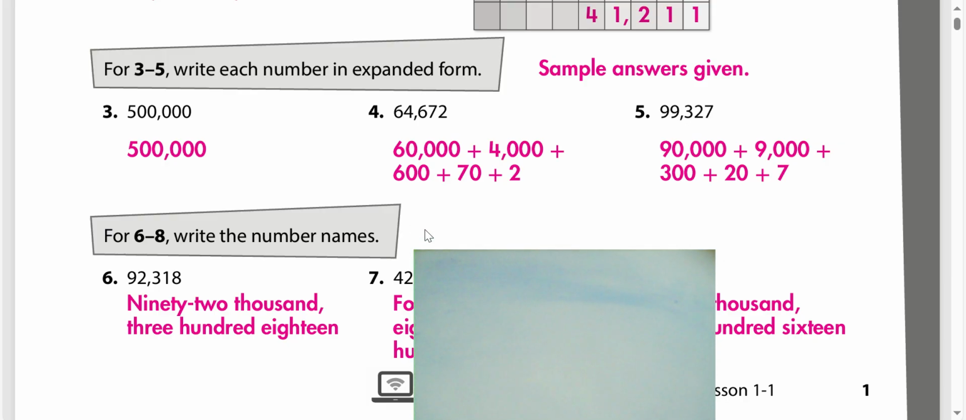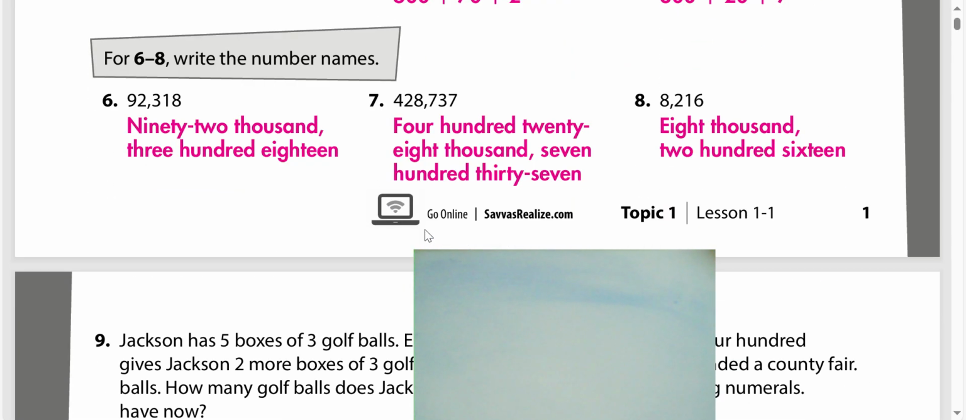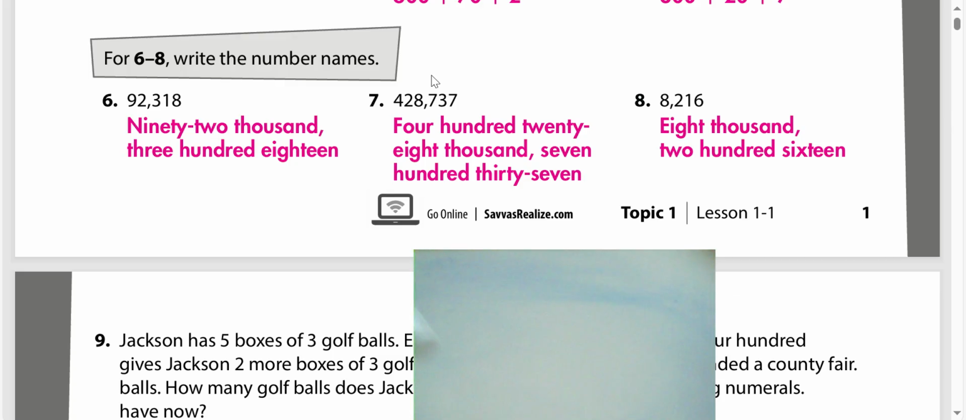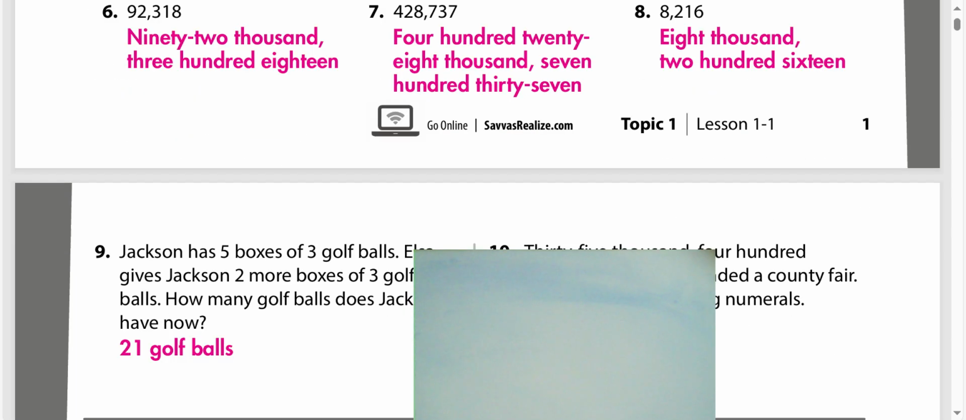What about word form? Word form means writing the number in letters, or the number name. Number name. We call it, for 92,318, and 428,737, and 1,216. Okay.